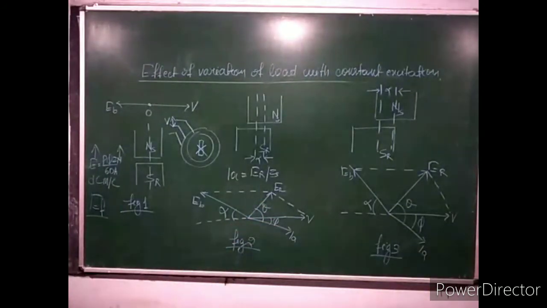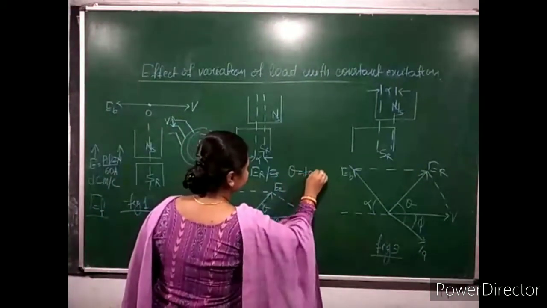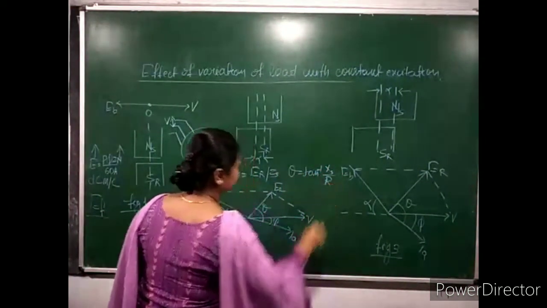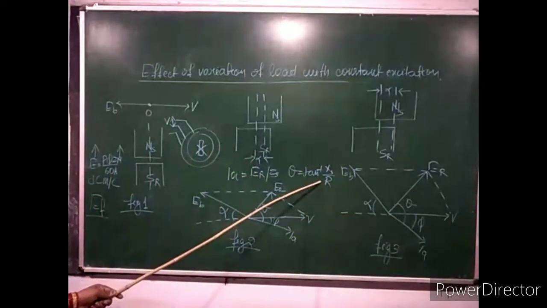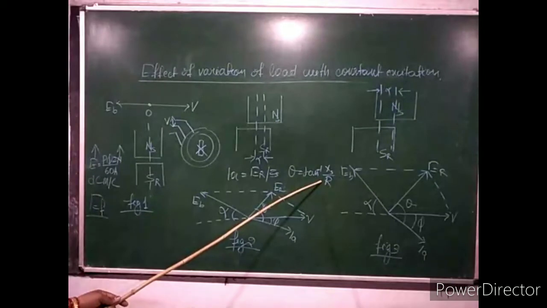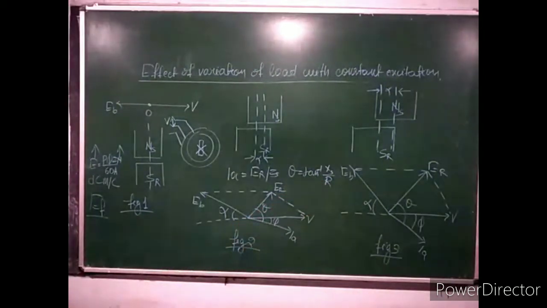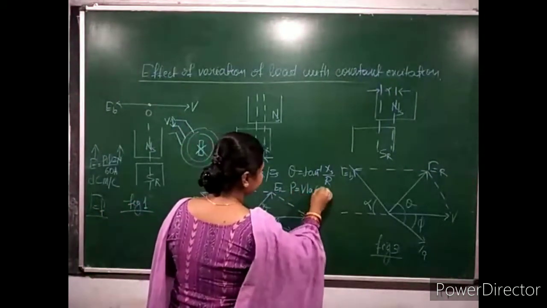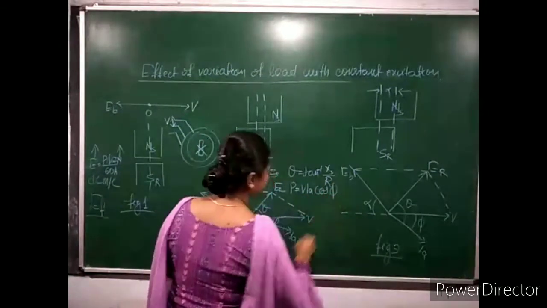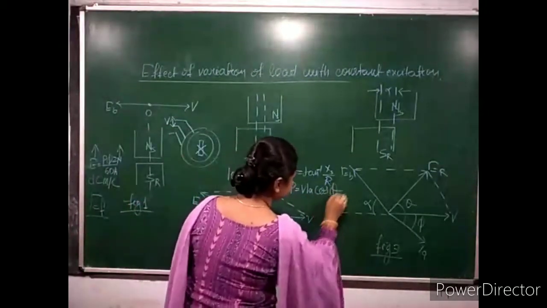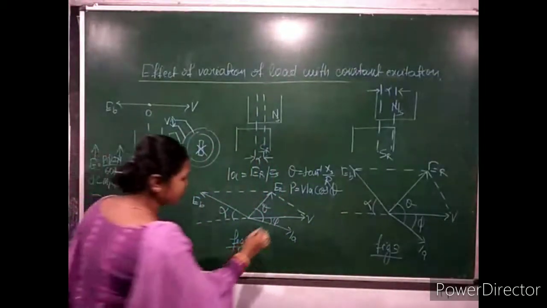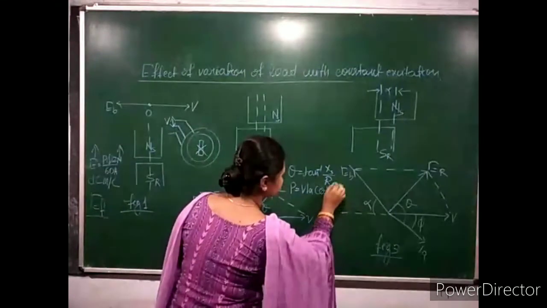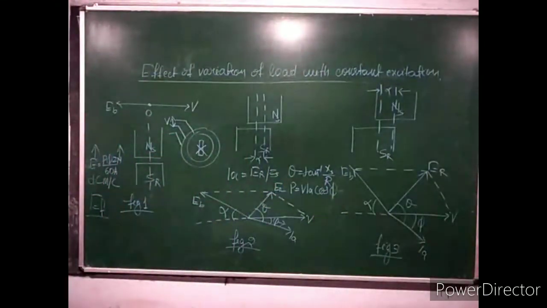And what is that internal angle theta? Theta is tan inverse of Xs by R. Hence, on no load condition, the motor draws a power equal to V IA cos phi, where phi is the phase angle, per phase from the supply point, which runs the motor at synchronous speed.